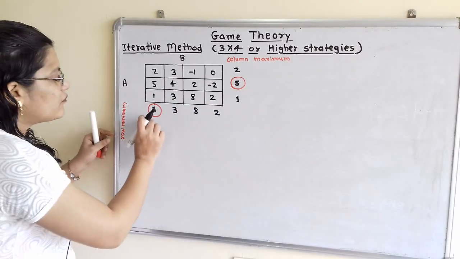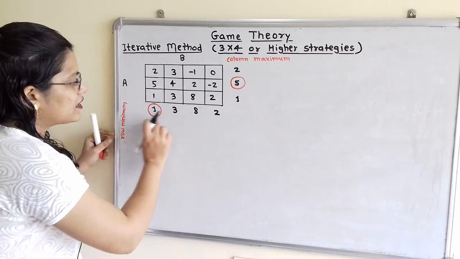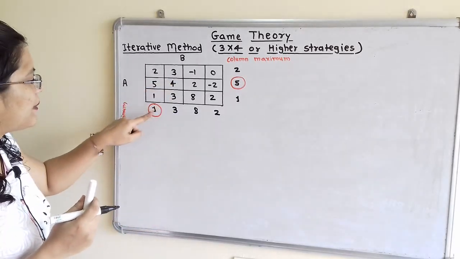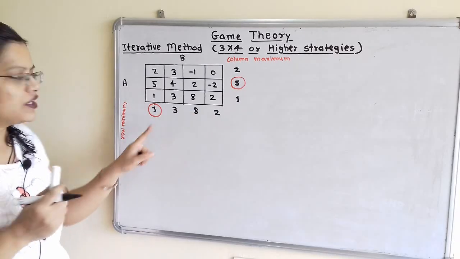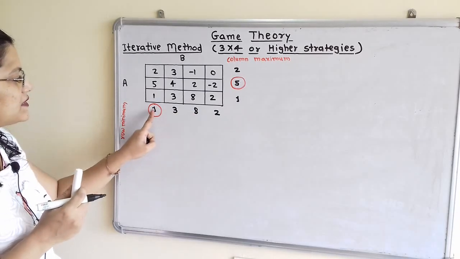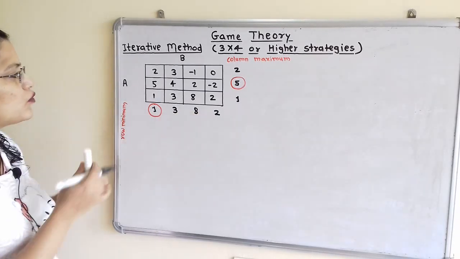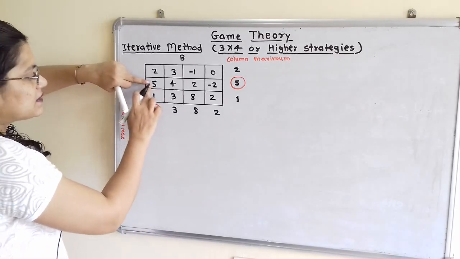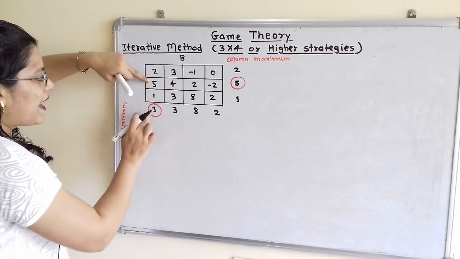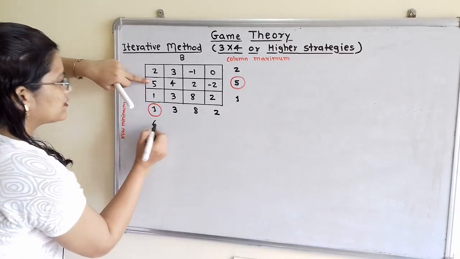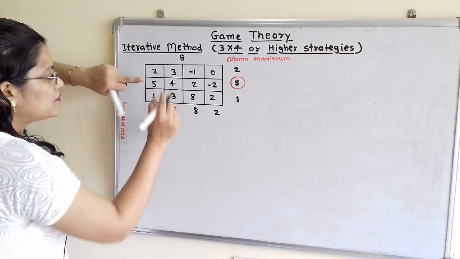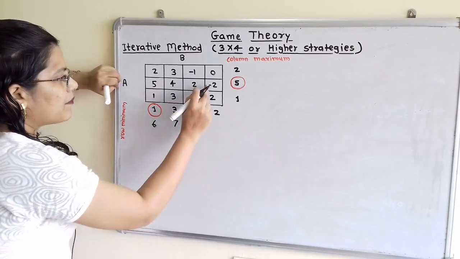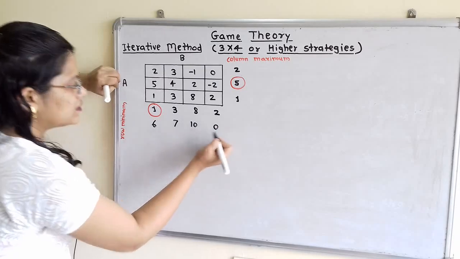While writing the second iterative, we have to add all these elements to the previous elements. These are the previous elements, that is 1, 3, 8, 2. So how to write the second iterative? We add 5 plus 1, that is 6. Then 3 plus 4, 7. 8 plus 2, 10. And minus 2 plus 2, that is 0.